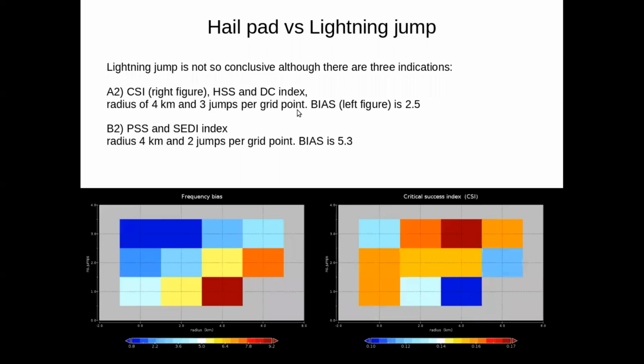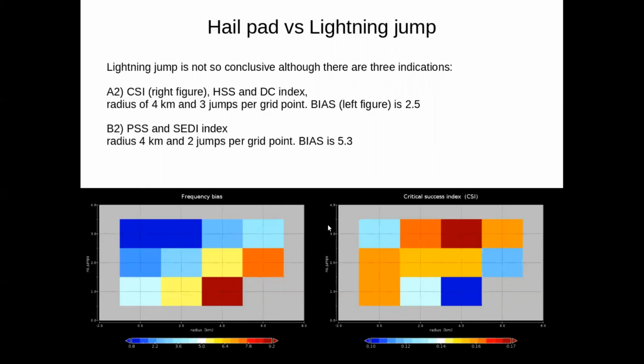And then if we check the contingency for lightning jump, we can immediately see that we don't have so many combinations. Since we are using a 3x3 kilometer grid, we had only four levels of radius: 0, 2, 4, and 6 kilometers. And each point usually cannot gather more than, let's say, 3 jumps per grid point. So we can only iterate between 1, 2, and 3 jumps.